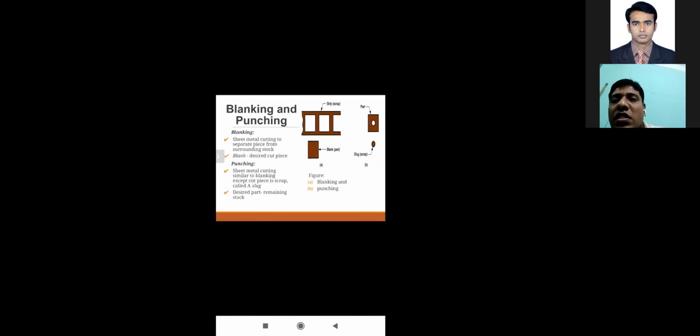Blanking. Blanking is one kind of shearing, but it is sheet metal cutting to separate a piece from the surrounding stock. That piece is called a blank. A blank is the desired part. A picture shows that. Punching is similar to blanking, but the desired metal is the surrounding stock.